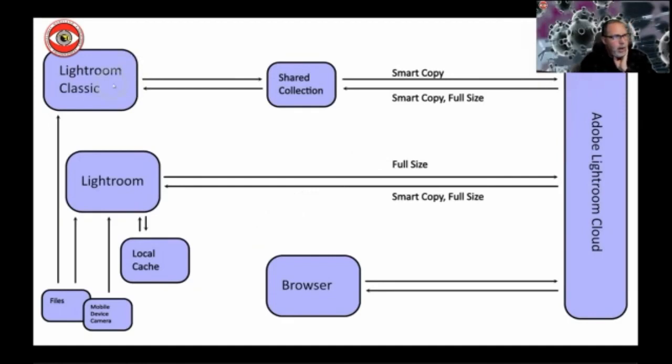So originally, when they first created Lightroom Mobile, the way that Lightroom Classic was able to share images out to the cloud so it could be available everywhere is through a shared collection. If you have a collection, we'll go through collections when I actually bring up Lightroom, you can synchronize that collection out to the cloud, and then it will immediately become available in any of the mobile versions.